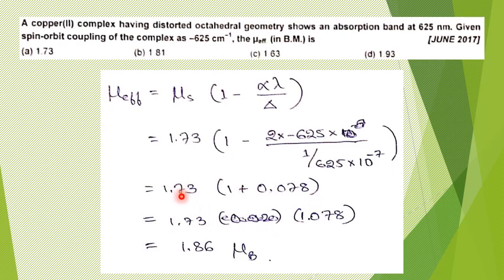Then further, 1.73 into 1.078 comes to 1.86 mu B, and I think they have not given the correct answer 1.86. The nearest we can find, or maybe if we do more exact calculations, definitely we may get the correct answer to be 1.81, and now the best choice is option B. So the answer for this question should be option B, right?